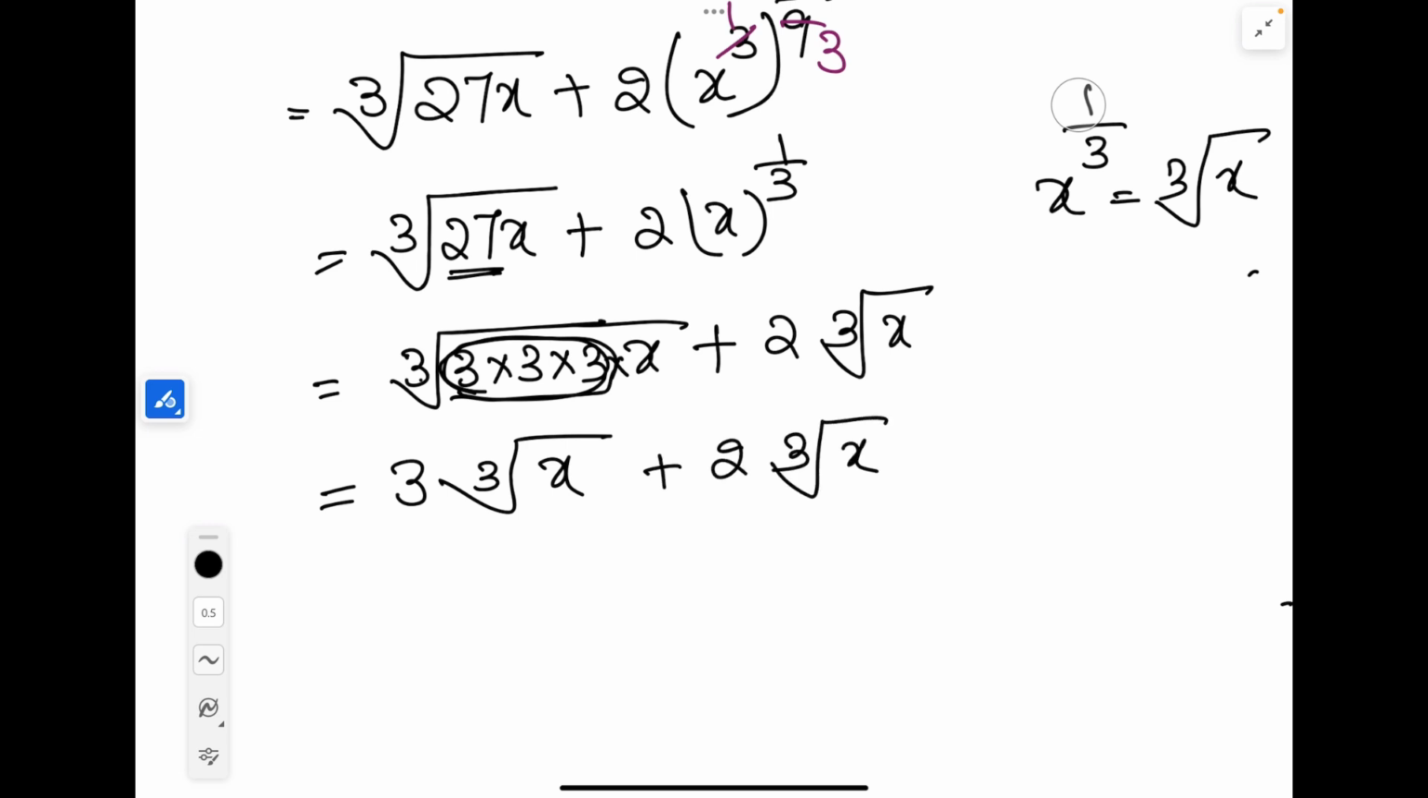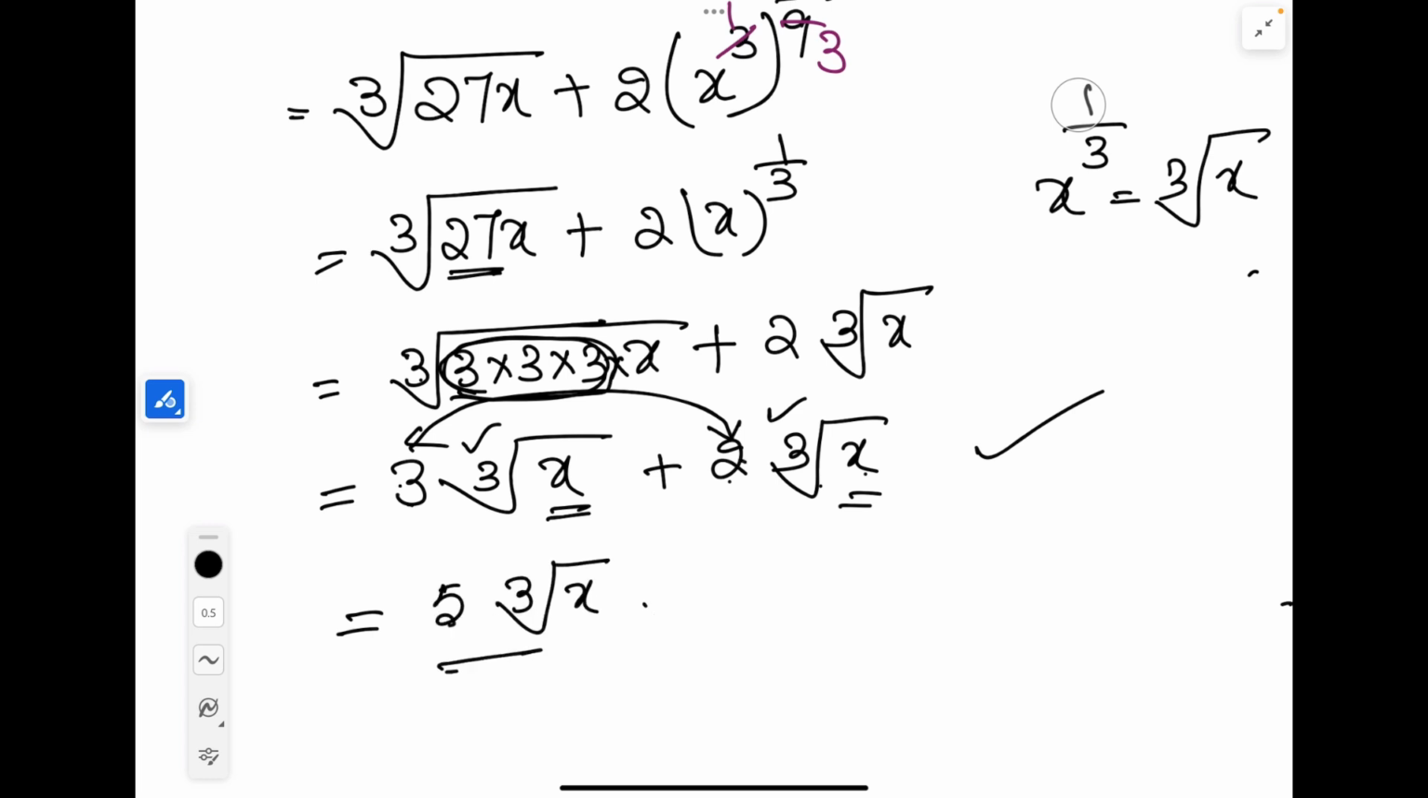Now come see here, children, the index is the same and the radicand is the same. We can add this. Now what is 3 times the cube root of x plus 2 times the cube root of x? Just add the coefficients, which is 3 plus 2 is 5, and the cube root of x as it is. So this is the answer.